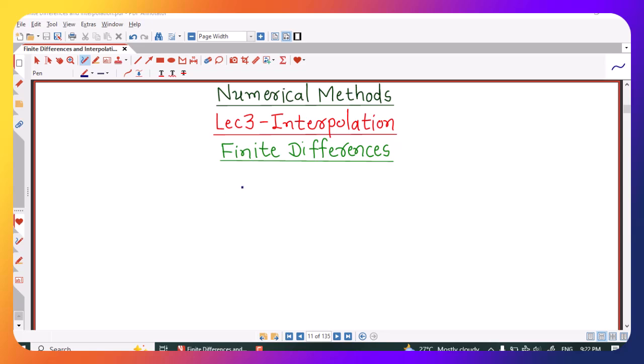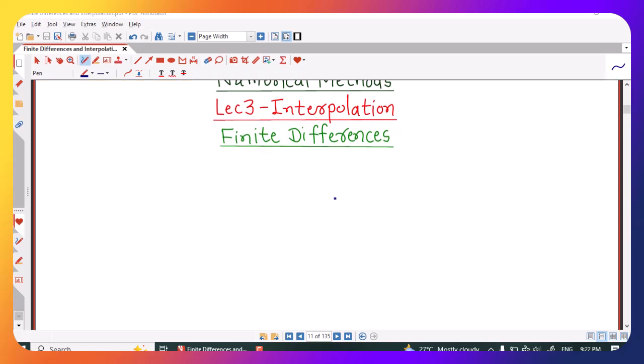Hello friends, I welcome you in lecture number 3 on interpolation. In this lecture we are going to discuss one more type of finite difference which is known as central difference. We have understood what is forward difference and backward difference. We just recall their definitions.